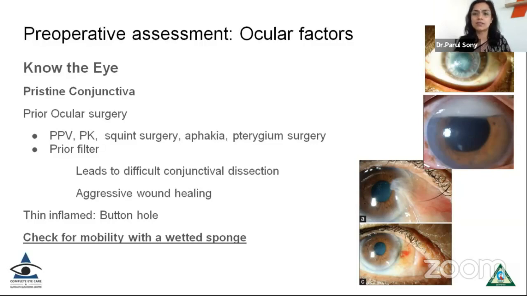These are the cases where you would like to use an antimitotic agent. On the other hand, you can have thin and inflamed conjunctiva because of long-term use of anti-glaucoma drugs, and there is a risk of buttonholing in these cases. So before you take up the patient for surgery, it's a good idea to check the mobility of the conjunctiva pre-operatively in the OPD, and also on the table, to decide which area you are going to make your filter at.